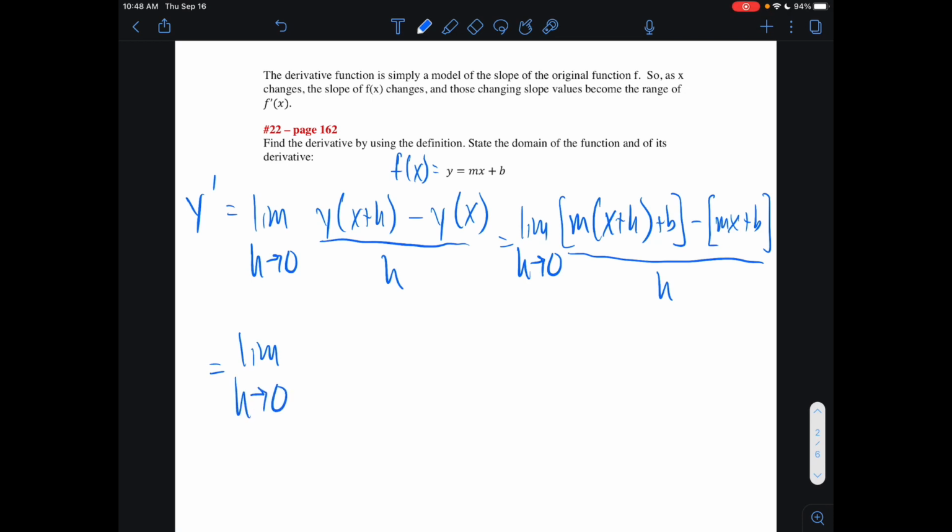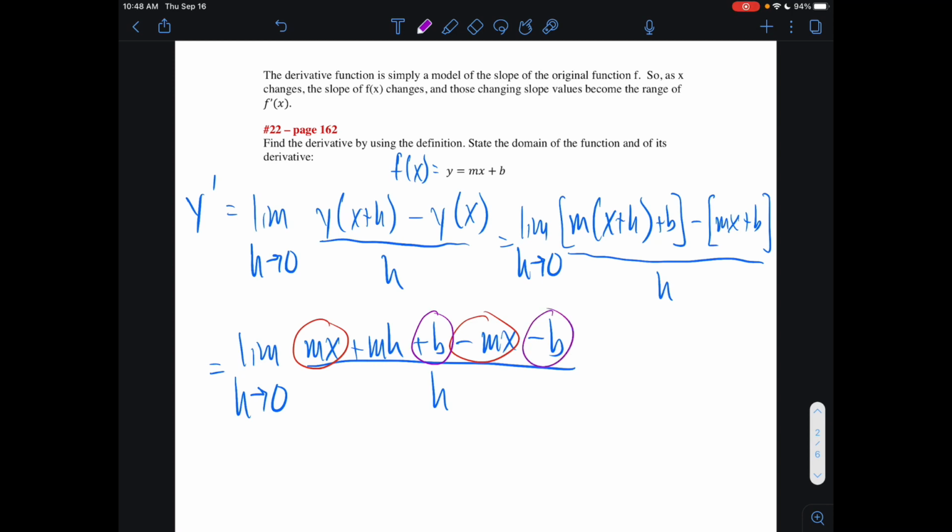Multiplying everything out, I get mx plus mh plus b, and then minus mx minus b, all in the numerator. Notice what happens in the numerator. We get some cancellation of terms, like mx and minus mx are going to cancel out, and then so are b and minus b. So all we are left with is the limit as h approaches 0 of m times h divided by h.